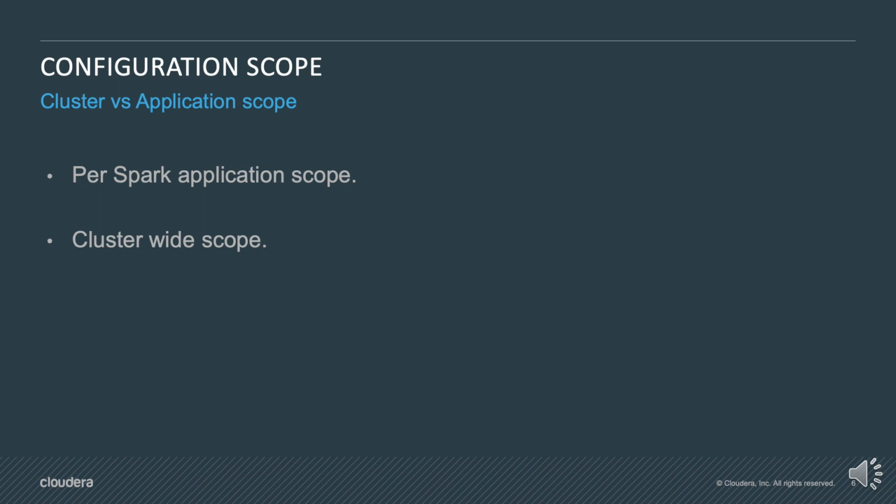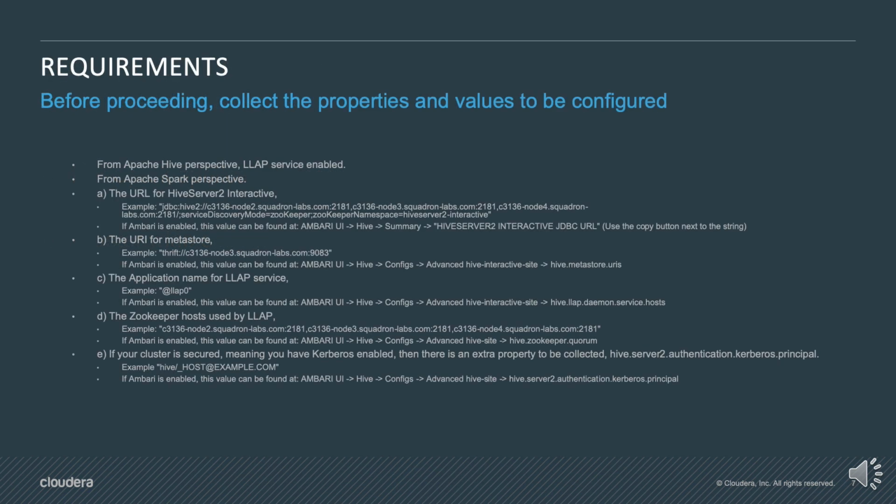Before proceeding, let's collect the properties and values to be configured. In regard to requirements, from the Apache Hive perspective, the LLAP service must be enabled. Interactive query should be enabled if our use case requires access to Hive ACID tables, which is the default table type on HDP 3. Enabling LLAP is out of this video's scope, while the steps can be found in our official documentation website. If you're not sure whether you'll need Hive Interactive enabled or not, please go ahead and enable it, as you will most likely need access to ACID tables on Hive.